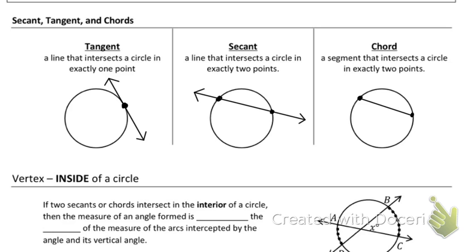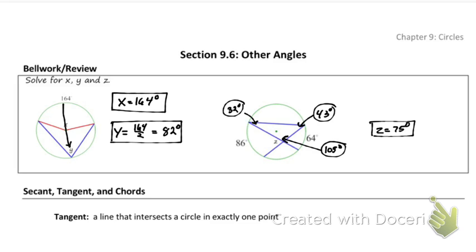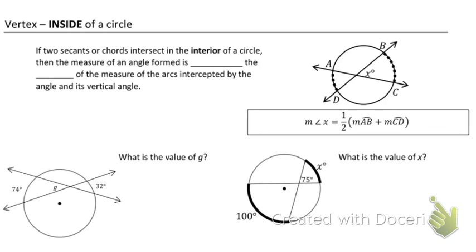All right, so we looked at our bell work. Let's go back to our bell work really quick. It had this angle Z that is not a central angle and is not an inscribed angle. It meets somewhere inside of our circle that's not the center, and the endpoint does not land on the circle. So it's going to look like this picture here. It says if two secants or chords intersect in the interior of a circle, then the measure of the angle formed is half the sum of the measure of the arcs intersected by the angle.